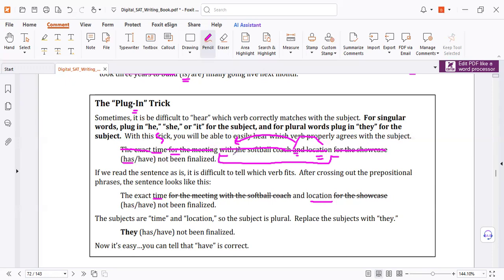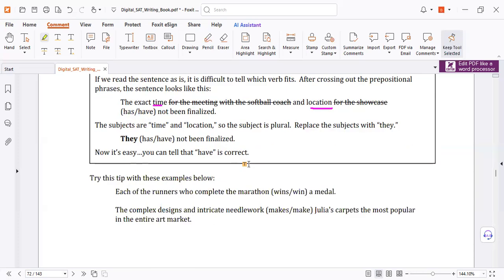For the meeting with the softball coach, are they going to meet with the location? No, that is a trap. We don't need to add and the location to the phrase. So we're talking about the time and the location. This is a common trap. Catch it? So here it must be what? Have. Because it is that. That's all. So be careful. When you find and or but, be careful. So it is very important to know the beginning and the end of each phrase.